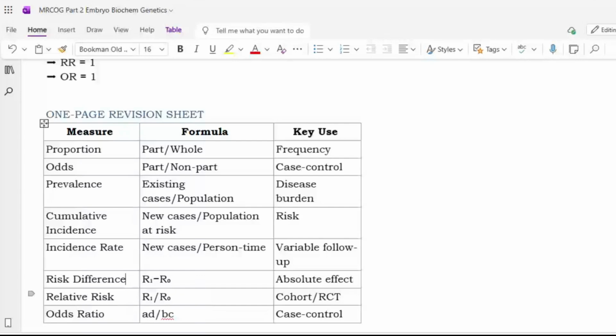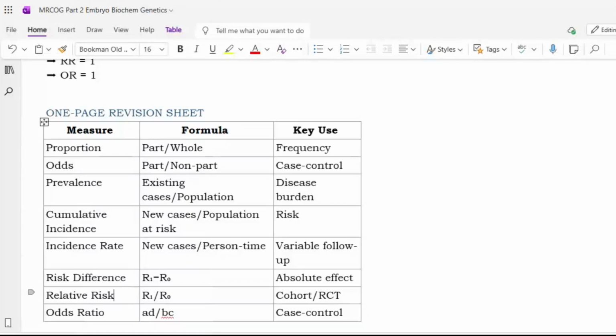Then another type of incidence is the incidence rate, that is new cases per person time. Because there is variable follow-up, we get the incidence rate as person time. Risk difference is R1 minus R0, the absolute effect because of the exposure. Relative risk is R1 upon R0 that you get in a cohort or the RCT. Odds ratio is AD upon BC that you get in the case control study.